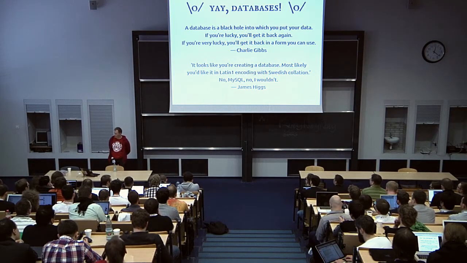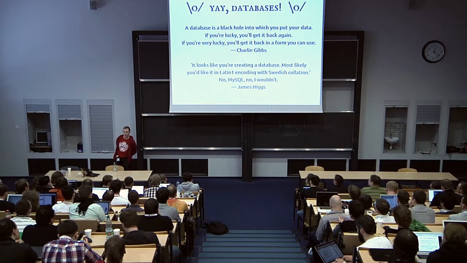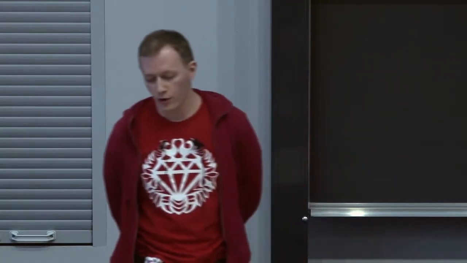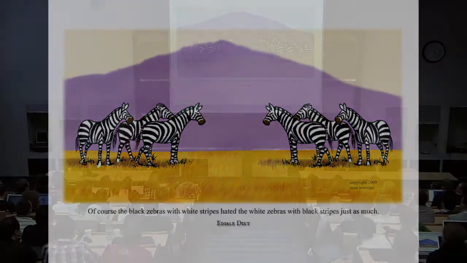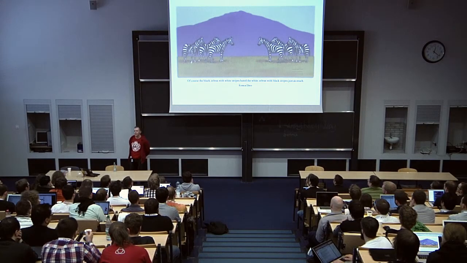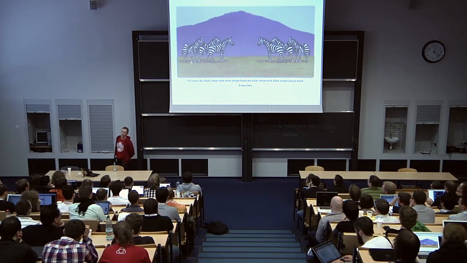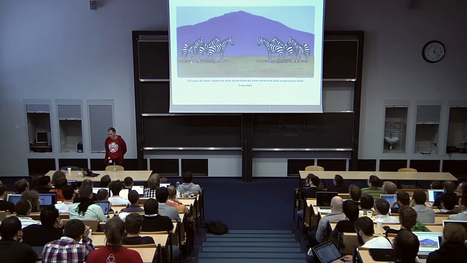There are 3 funny pictures in this talk that I used before, which I feel very bad about. But they are very to the point. And this one says, of course, the black zebras with white stripes hated the white zebras with black stripes just as much. There are virtues and vices to various database systems. Maybe we really shouldn't pick one before we know what we want to build.